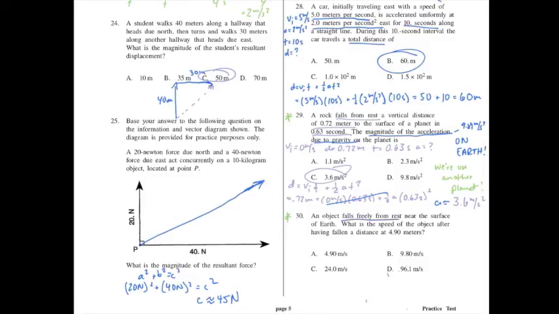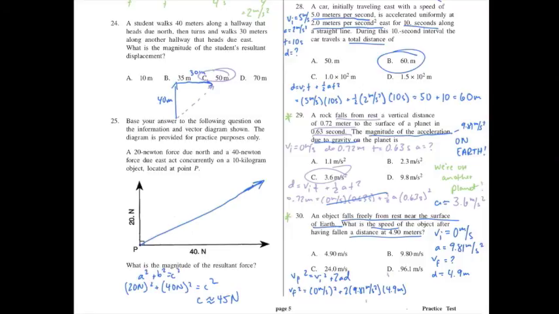Number 30. This time we're back on Earth, so our acceleration is 9.81 meters per second squared. Once again, our initial velocity is 0 meters per second. We're looking for the speed of the object, vf, and the distance it's fallen is 4.9 meters. So we can use vf squared equals vi squared plus 2ad. You plug and chug, and you should get that vf is 9.8 meters per second. Excellent. And that's it.